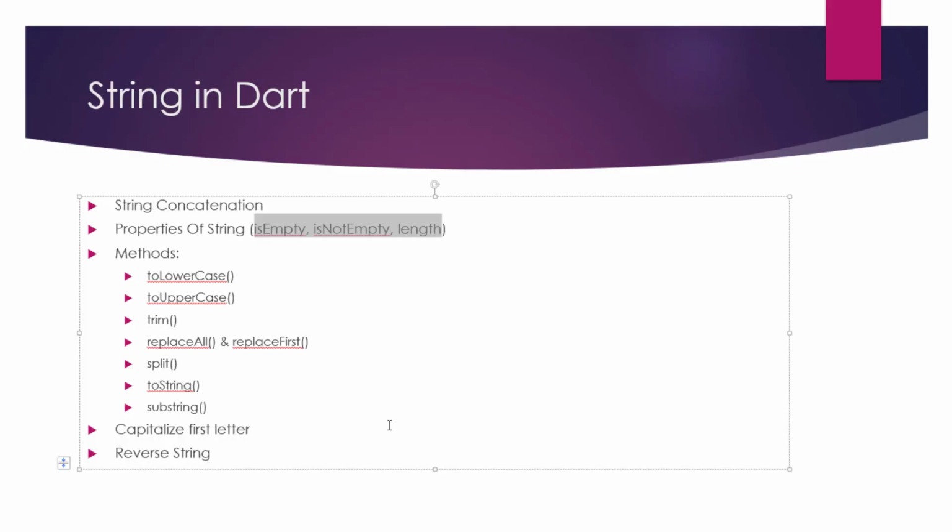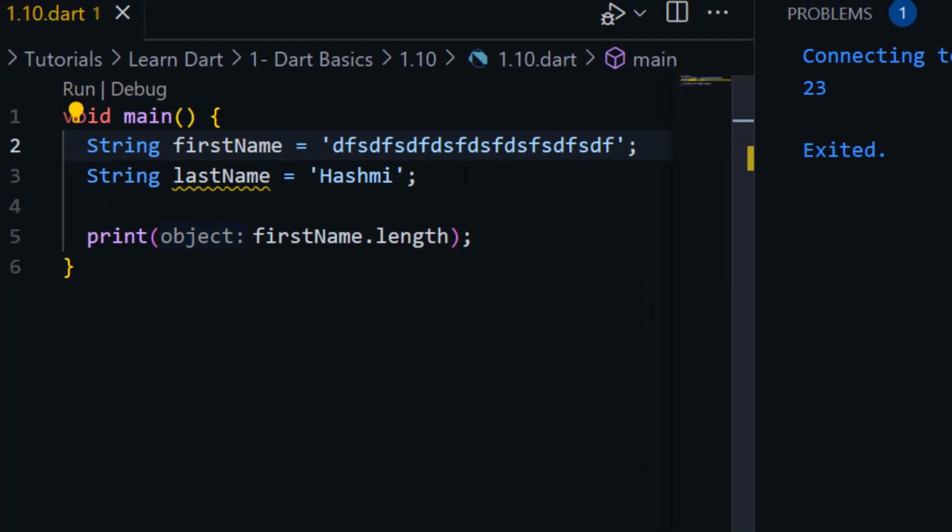This is simple. Now if you see next, there are some methods: to lowercase, to uppercase, trim, replace all, replace first, split, to string, as we already seen, to string, right? Substring, right? Now let me show you practically. Here let me add a name in capital, right?